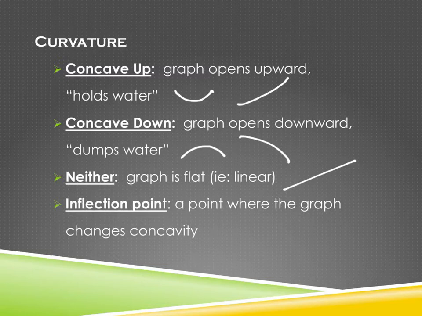And our last component on this slide is the word inflection point. An inflection point is a place where a graph changes concavity. Not every graph does. But some do. So let me draw you an example. If you look before my red dot, the graph is opening upward. It's concave up. And if you look after my red dot, where the graph is curving downward, that's concave down. So this point right here is the inflection point.